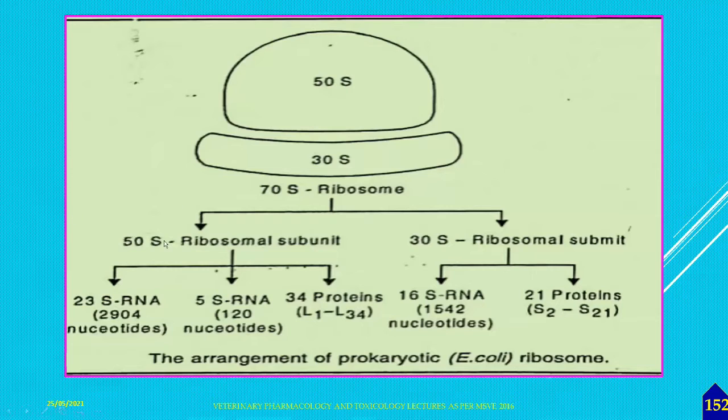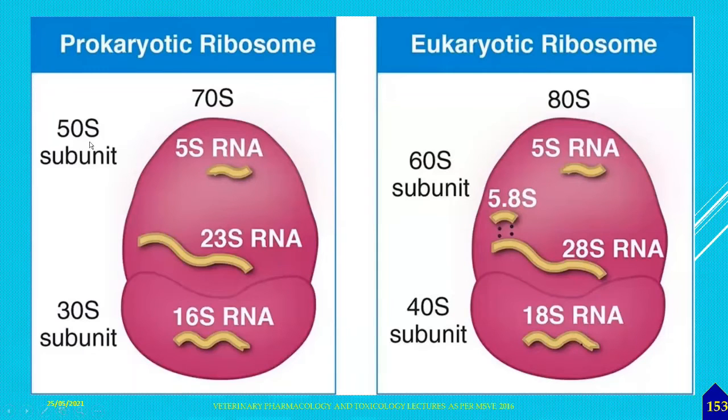That's the 50S and the 30S. So in the 50S subunit, the 5S RNAs and the 23S RNAs are also there, especially in the case of prokaryotic or bacterial ribosomes, whereas eukaryotic or animal cell ribosomes contain the 60S subunit, which consists of 5S RNA. This is the same in both cases, whereas it also contains 5.8S strands and 28S, and the RNA proteins are there.